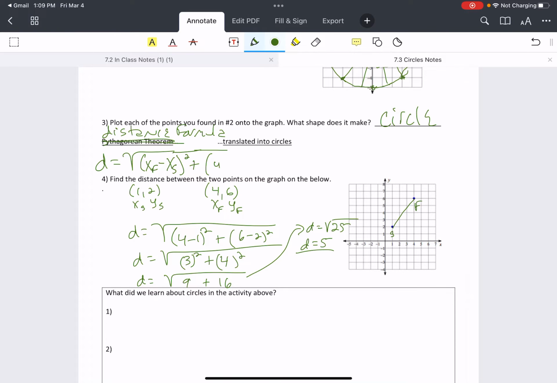Okay, so let's talk about this. We're going to apply this to circles. Now, the reason why before I needed to differentiate the x finish and x start is because they were both x's. Does that make sense?